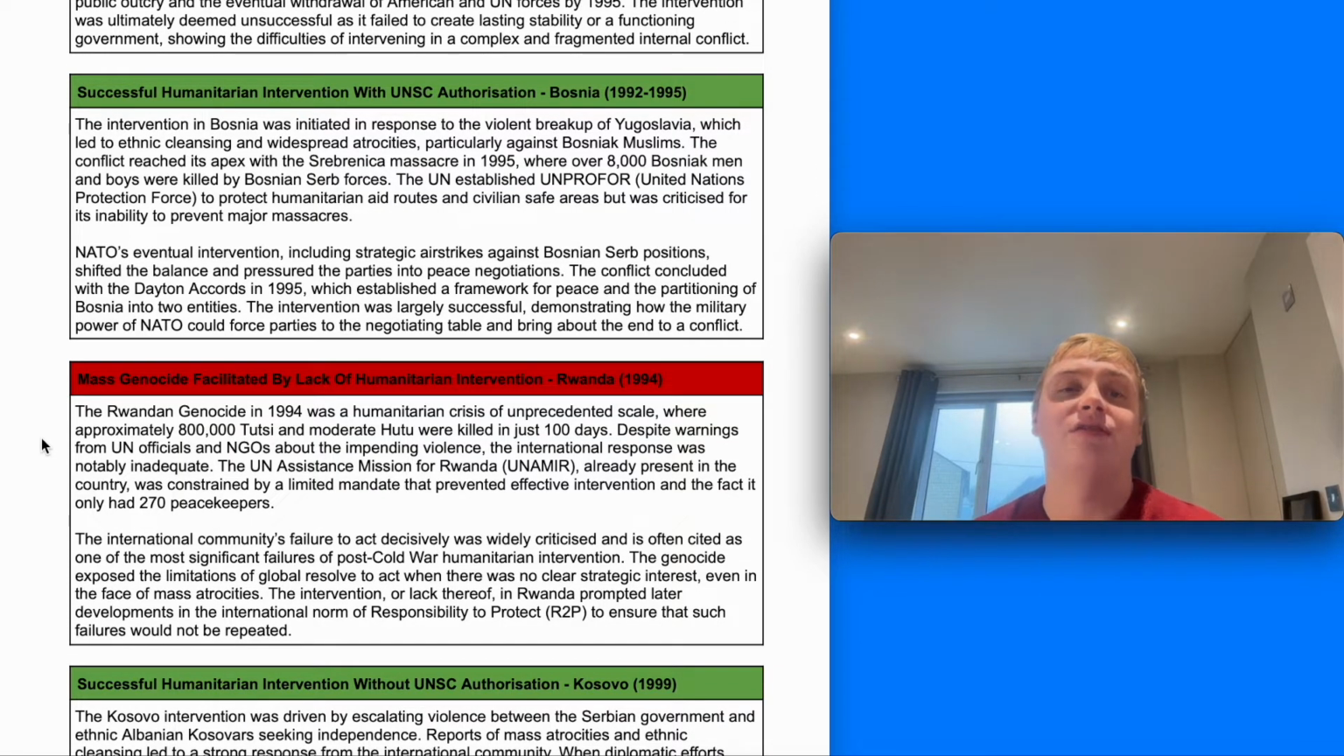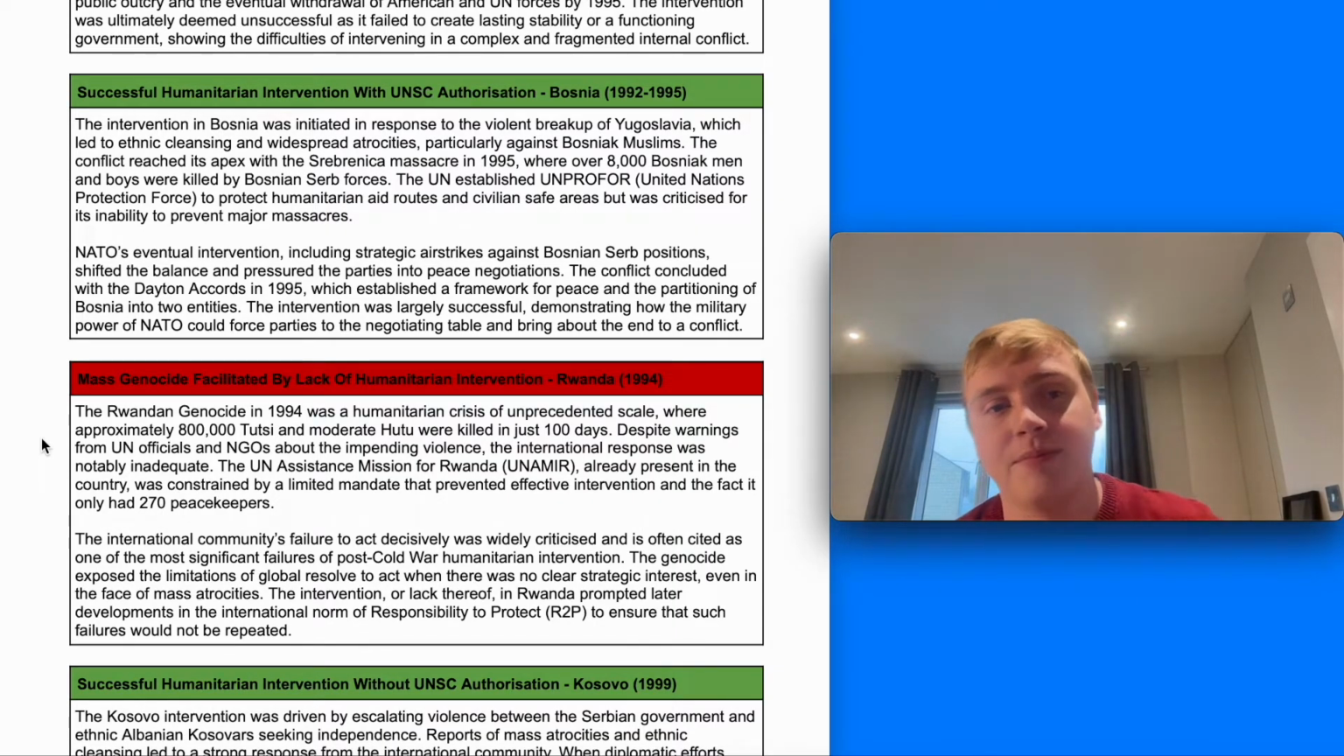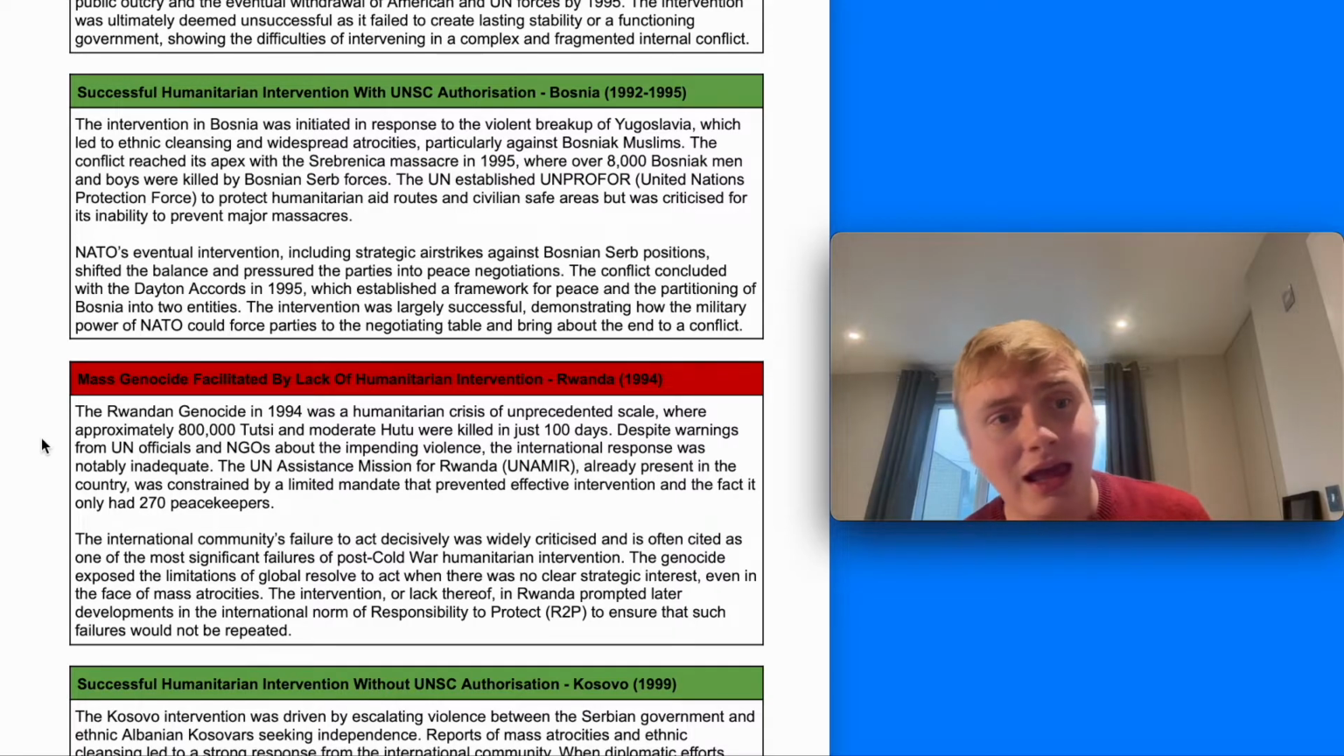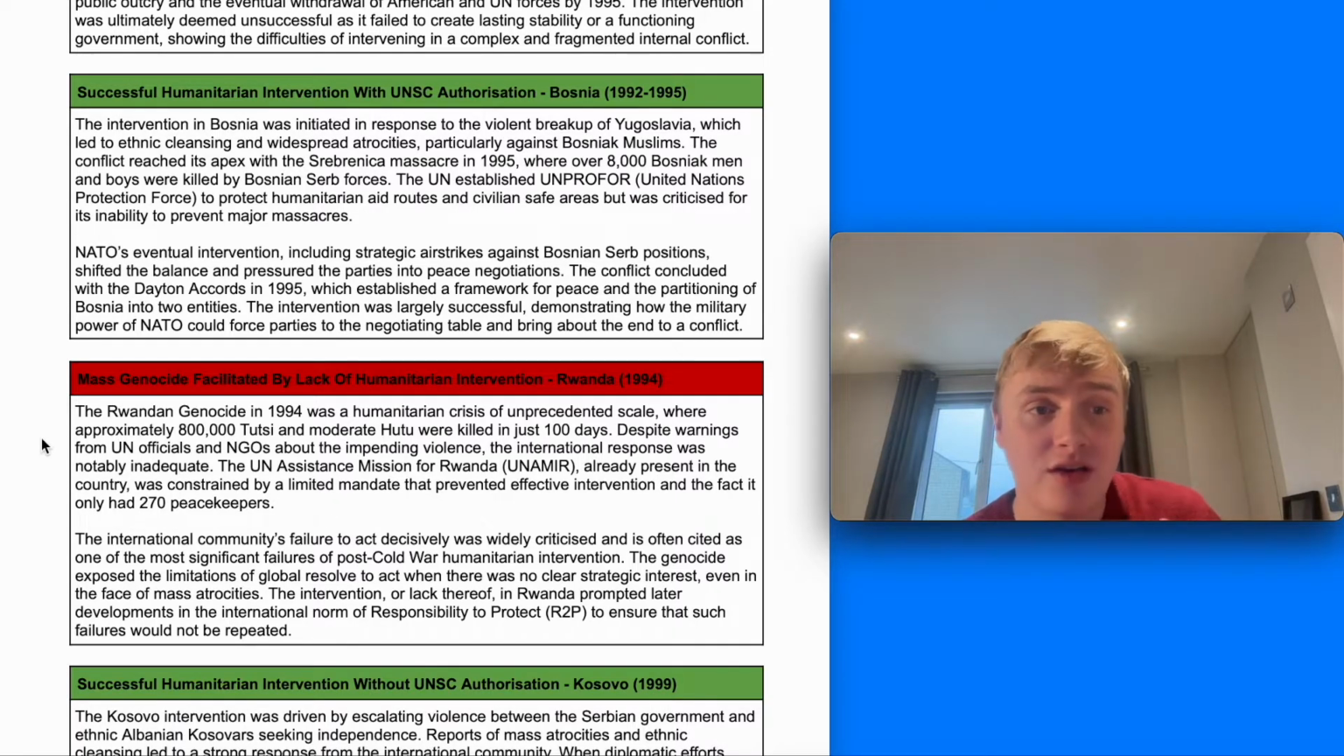The next intervention that was more successful, which also had UN Security Council authorisation, was in Bosnia. It was initiated in response to the violent breakup of Yugoslavia, which led to ethnic cleansing and widespread atrocities, particularly against Bosniak Muslims. The conflict reached its height with the Srebrenica massacre in 1995, where over 8,000 Bosniak men and boys were killed by Bosnian Serb forces. The UN, as a result, established a protection force to protect humanitarian aid routes and civilian safe areas, but it was criticised at the time for its inability to prevent major massacres.